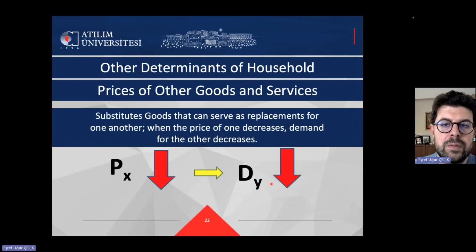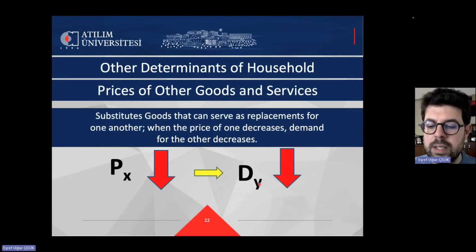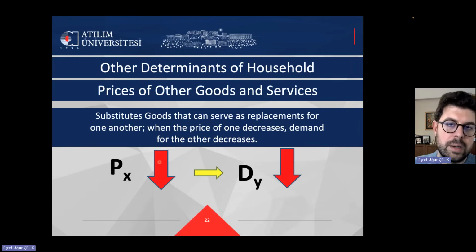Again, that's true for the decrease part. When the price of X decreases, the demand for Y also decreases. Because when the price of X becomes cheaper, it's relatively cheap because there is no change in the price of Y. That means that people demand X rather than Y, so demand for Y becomes lower.